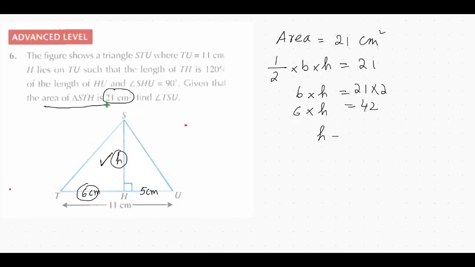Therefore height is 42 over 6, 7. So this h is 7. So the height of this triangle is 7 centimeter using the area of the triangle.